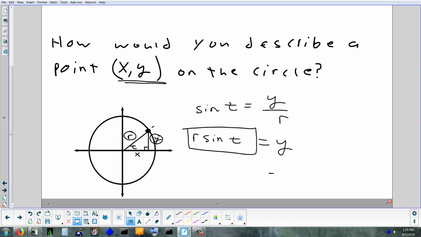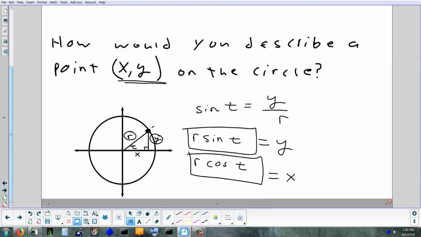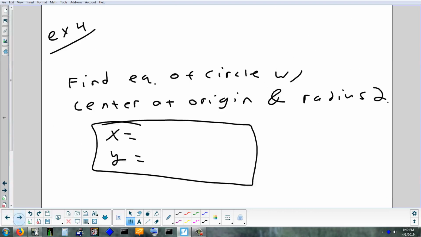What do you think the formula is going to be for the x part of the coordinate? Yep, R cosine t. And there are your two equations that you need to write a circle parametrically. R sine t gives you the y part of your coordinate. R cosine t gives you the x part. So now the next problem, I'm just going to tell you to write a circle with a certain radius. So just plug in whatever number I tell you for r, and that's all you have to do.